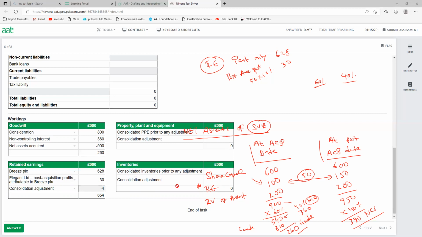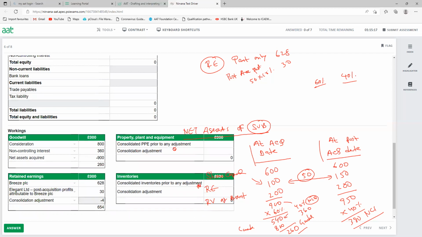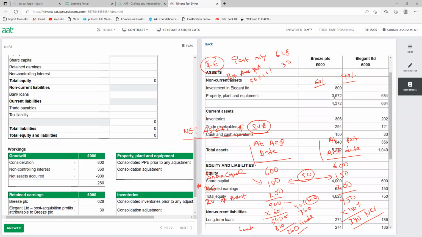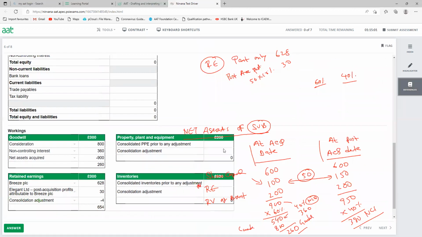Then the next one we have here is property plant equipment. We just need to add how much property plant equipment we have. If we look at the question, we have PPE, property plant equipment, 3572 plus 684. You add these together, that will be 4256. And we have some revaluation, 200, we know that. So we have a consolidation adjustment, that is 200 revaluation, and that's it.